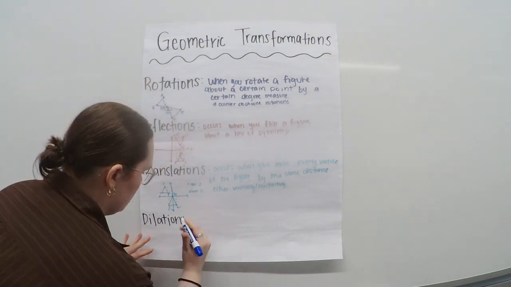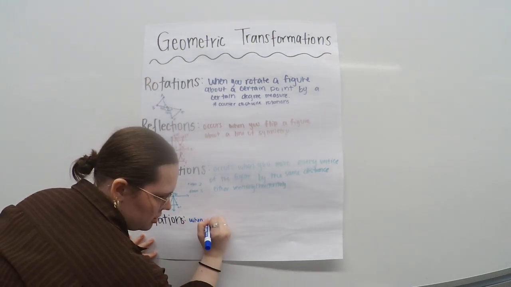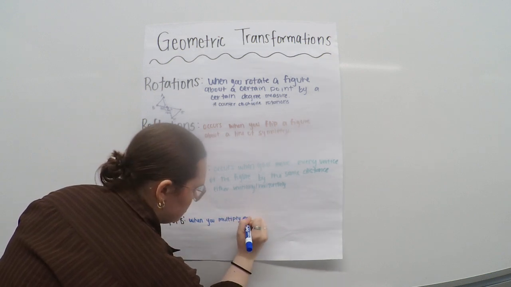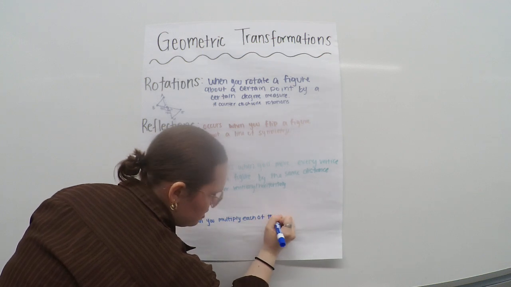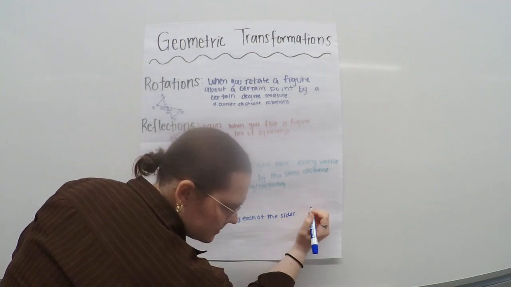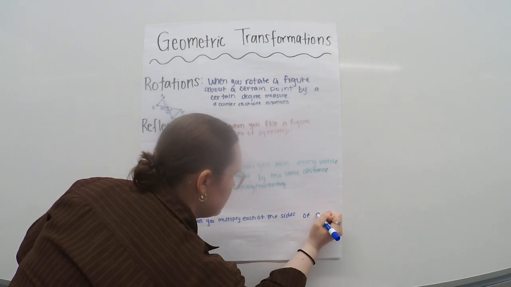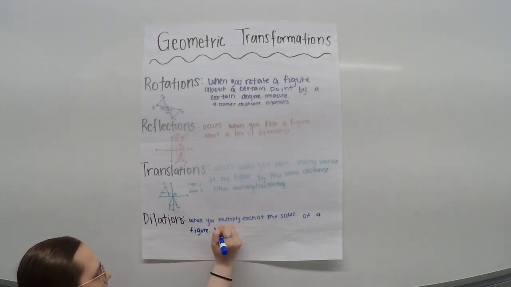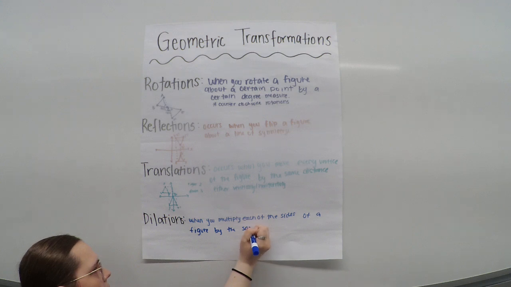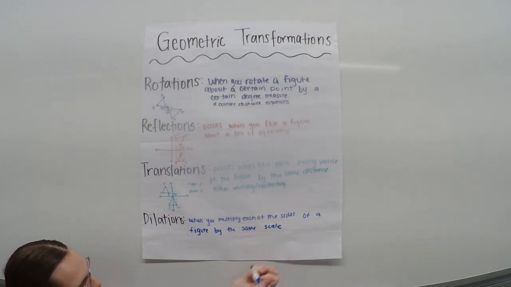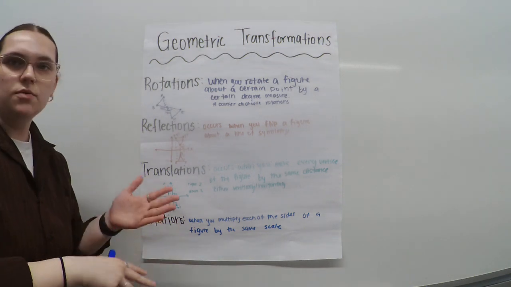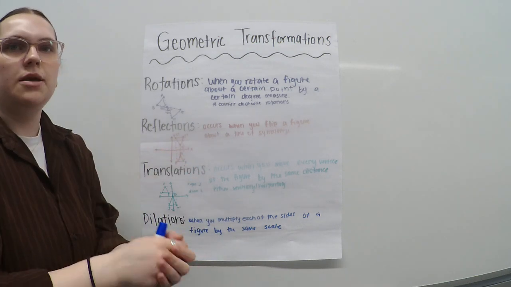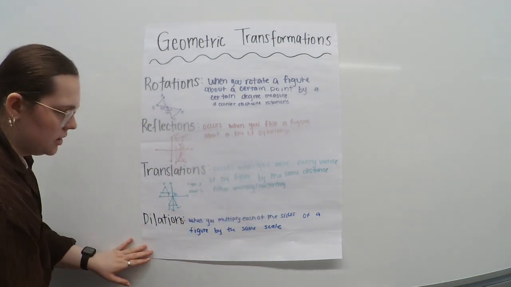So a dilation is when you multiply each of the sides of a figure by the same scale. So if we multiply by something that is greater than 1, our shape is going to get larger. If we multiply by something that is less than 1, our shape is going to get smaller. So let's do an example.